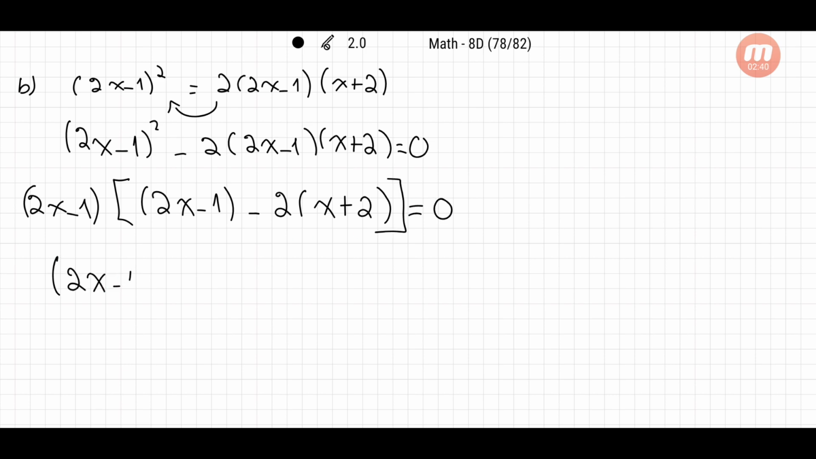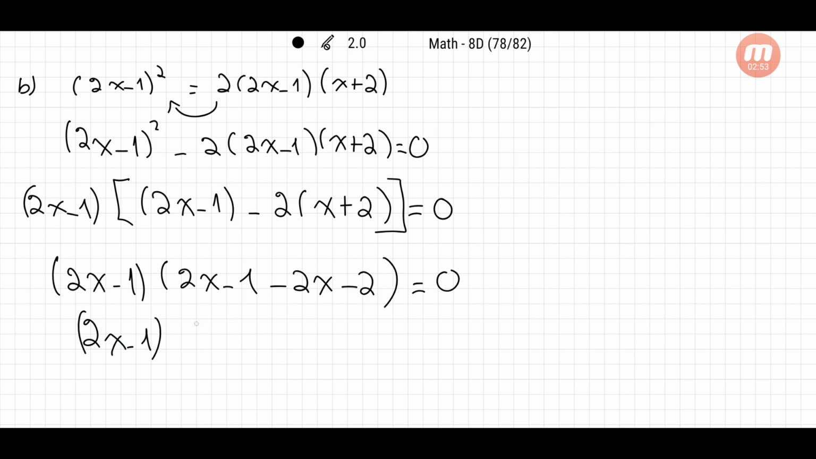Now expand inside the brackets. 2x − 1 − 2x − 2 equals 0, and 2x − 2x is 0, −1 − 2 is −3, so it is equal to −3 times (2x − 1) equals 0.